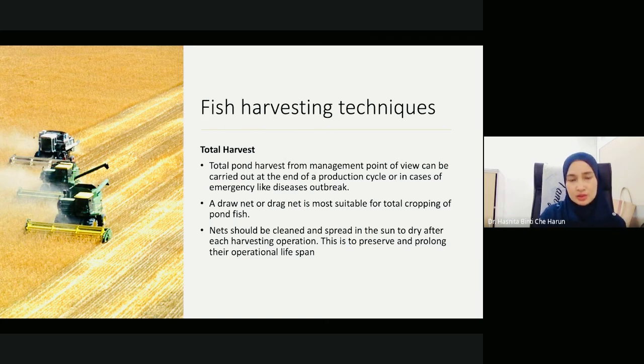For this purpose, you need a draw net or drag net for total cropping of the fish, and the care tips for the net is it should be clean and spread in the sun to dry each time after you completed the harvesting process. So this will preserve and prolong the lifespan of the net.